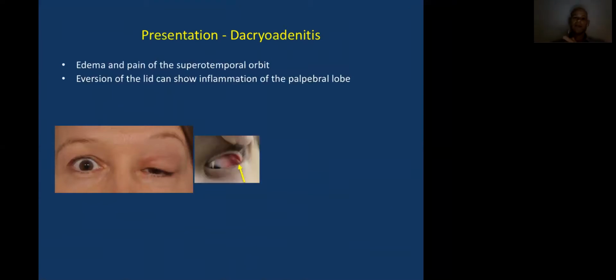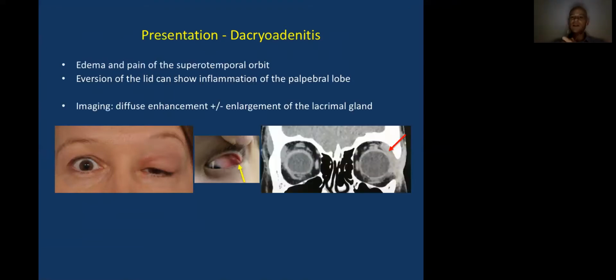And it's important, and I'm going to talk later on in the talk why that is important. So let's look at dacryoadenitis, or inflammation of the lacrimal gland. Dacryoadenitis presents as edema and pain of the supratemporal orbit, as you see in that picture. And eversion of the lid can sometimes, in certain cases, show inflammation of the palpebral lobe itself, where you see that yellow arrow pointing to the palpebral lobe of the lacrimal gland. And on imaging, what you typically see is diffuse enhancement of the gland with or without enlargement of the gland itself, where you see that red arrow is a typical case.